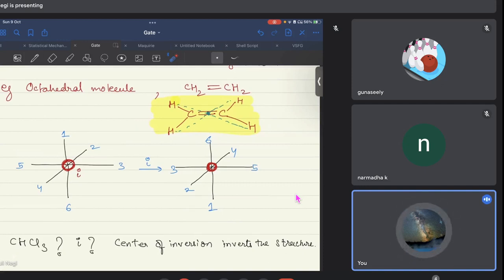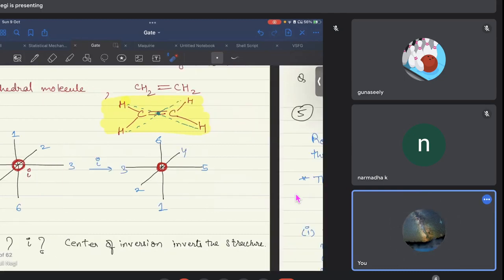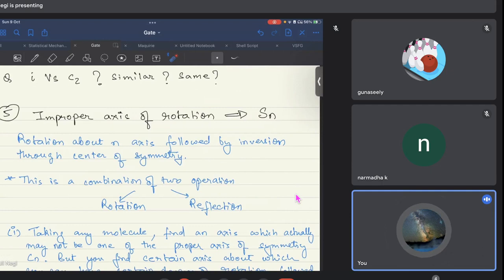Okay, so center of inversion, it inverts the structure. That is what we should keep in mind. Again, this is a nice problem that you can do. Is this I, which is center of symmetry, versus C2, are both of them similar, or are they the same? You can do this inversion I, and you can do C2 on the same molecule, and then see whether they will be similar, or the same, or very different.